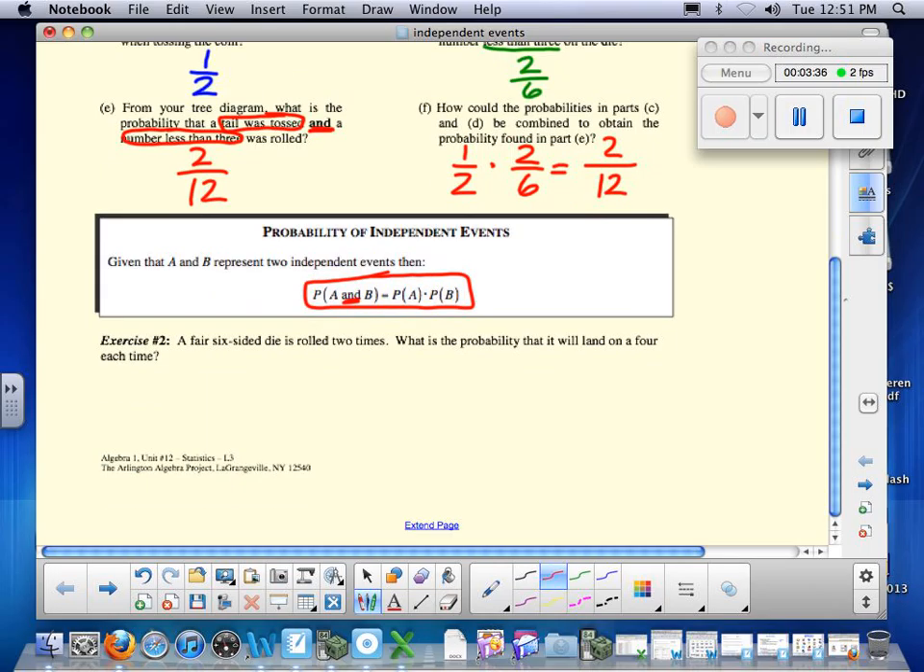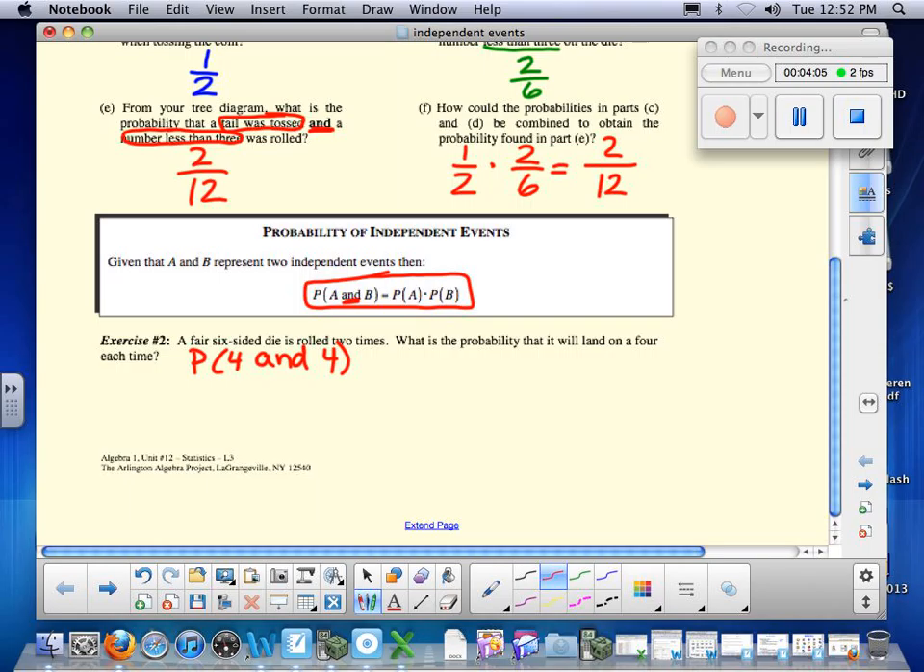Let me give you an example. In number 2, a fair die is rolled 2 times. What's the probability that we'll land on a 4 each time? Well, I don't hear the word and in there anywhere. So what they're asking is the probability of a 4 and a 4. Right? They want to get a 4 both times.